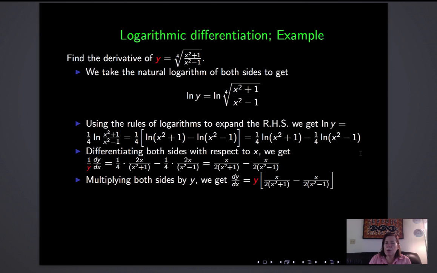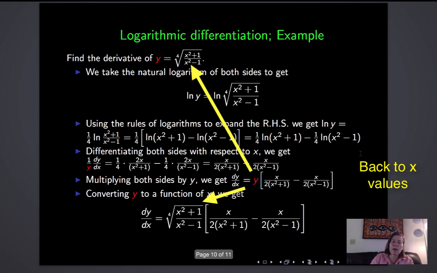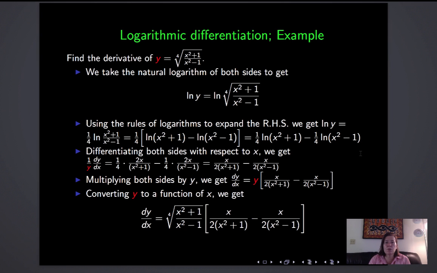Now we multiply both sides by y, and we get dy dx equals y times the right-hand side, and then we substitute our expression in terms of x for y to get dy dx equals the fourth root of x squared plus 1 over x squared minus 1 times what's inside the brackets, and we have an expression for dy dx.